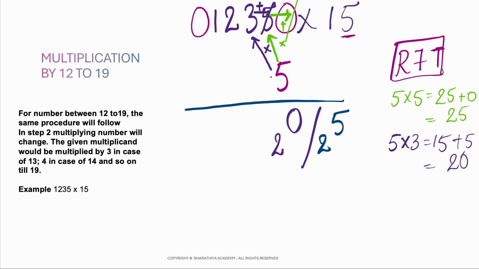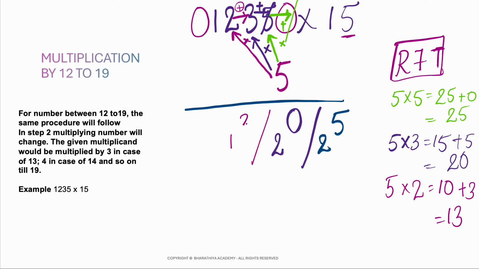Now this 5 you will have to multiply with this 2. Okay. So 5 into 2 is nothing but 10. 10 plus 3 is, why 3? Because the following number is 3. Okay. So 10 plus 3 is 13. So this 13 we will write here. Okay. And after writing, what you have to do? Strike off this 3. Okay. Let's now go to the next step.